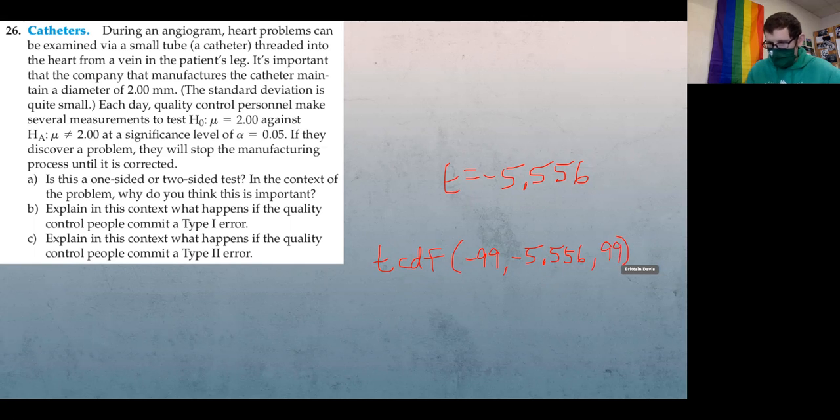My gosh, I can't get this right. Why do we have 99? Because there were 99 degrees of freedom, and our sample size was 100. Oh, yeah, you just minus 1. Yeah.